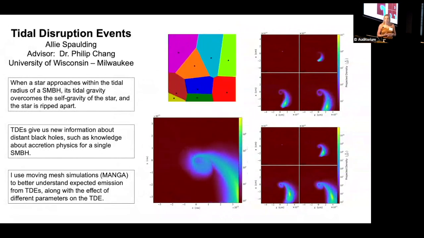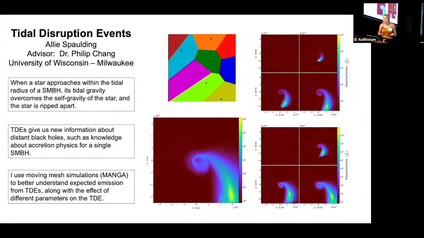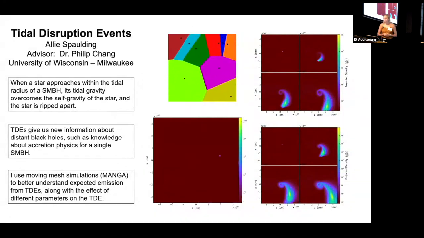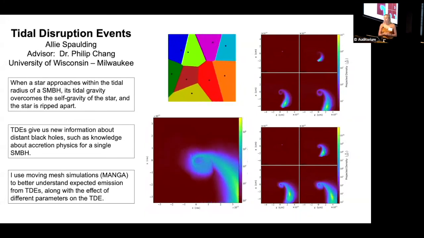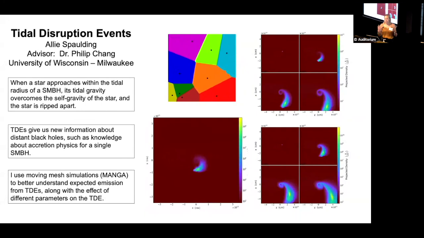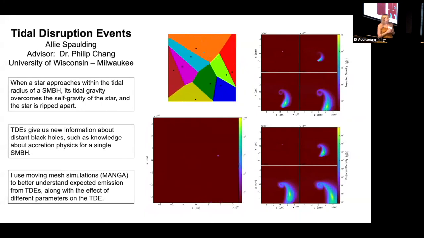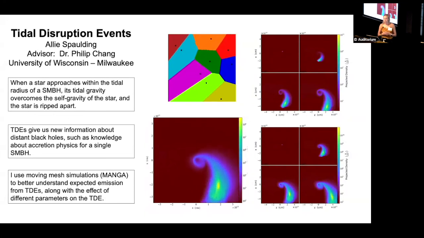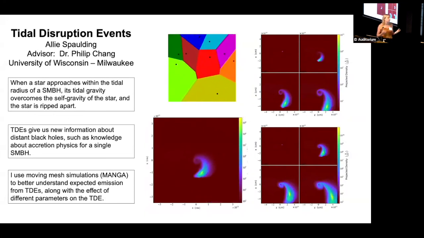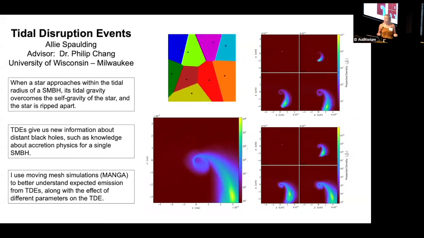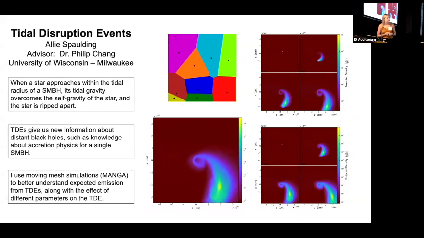TDEs are important to study because they give us new information about distant black holes, such as knowledge about accretion physics for a single black hole. Phil definitely talked about MANGA more than I will, but that's the simulation code that I use to better understand the expected emission from TDEs. So far, I've really focused on varying the impact parameter of TDEs and seeing how that affects the expected emission.